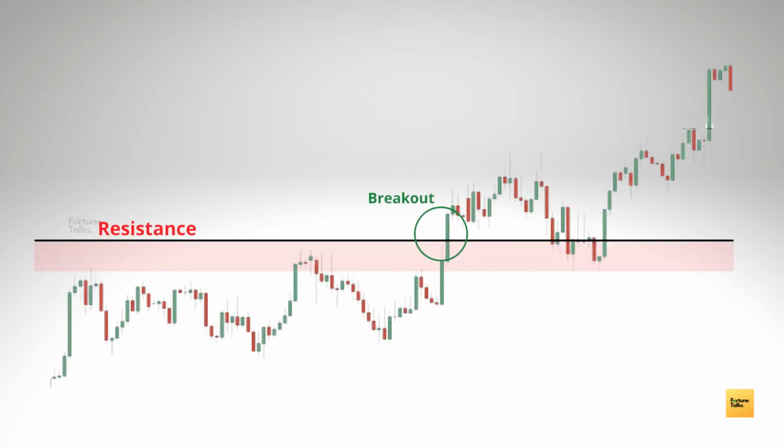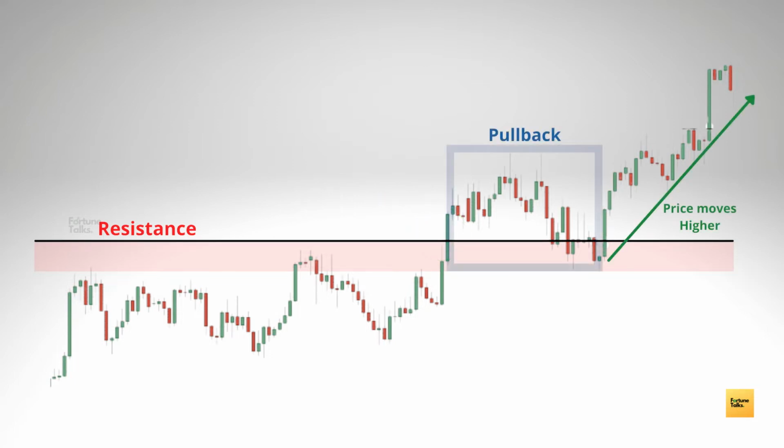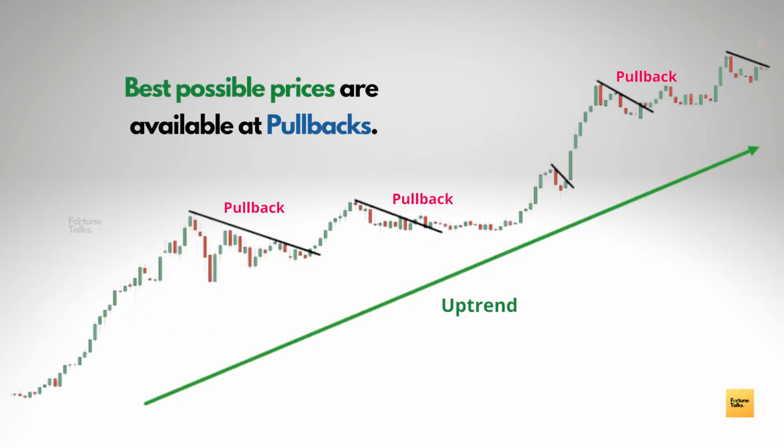For example, the price breaks out of the resistance level with a strong candle and then it retraces, or pulls back, or tests the resistance level and then moves up higher. Another example would be if the market is trending higher. You are always looking to buy the dip, or to buy the retracement, or to buy the pullback, so as to buy at the least possible price.